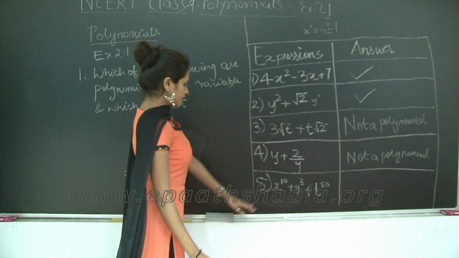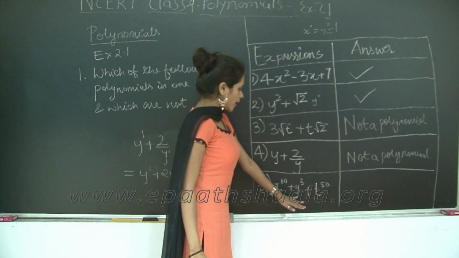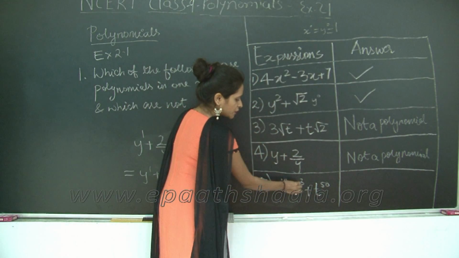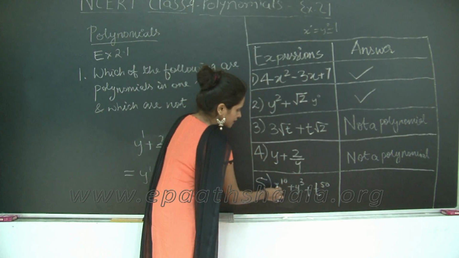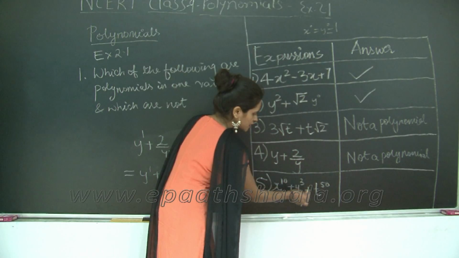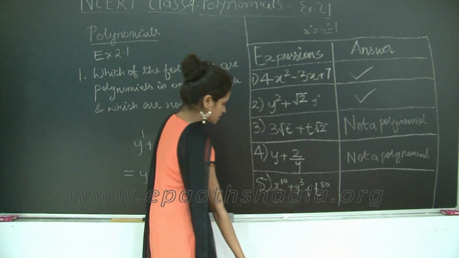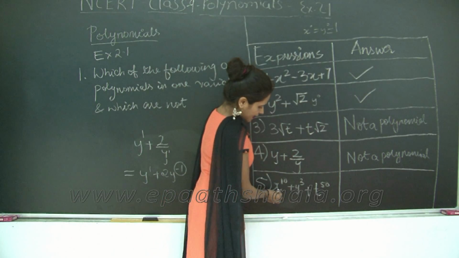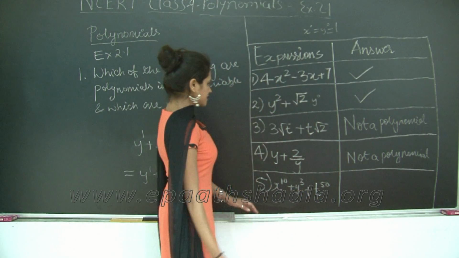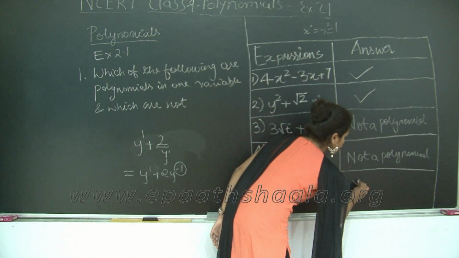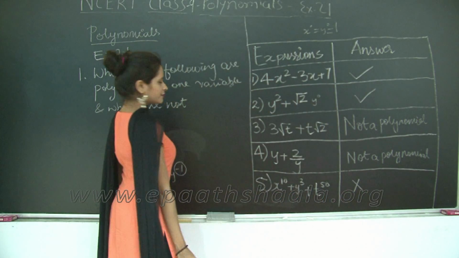Let's see the last one, x raised to the power of 10, y raised to the power of 3 and t raised to the power of 50. All the exponents are positive, that is x raised to the power of 10 is positive, y raised to the power of 3 is positive, t raised to the power of 50 is positive. So we have three different variables, if you see, that's x, y and t. So this is a polynomial in three variables. Therefore, this is not a polynomial in one variable.